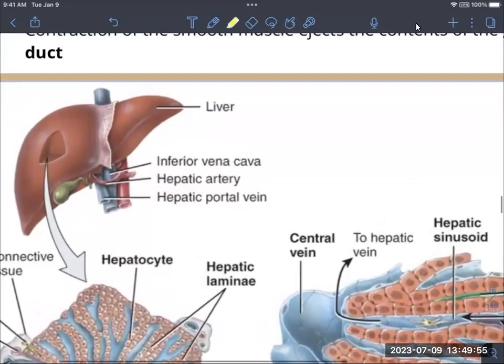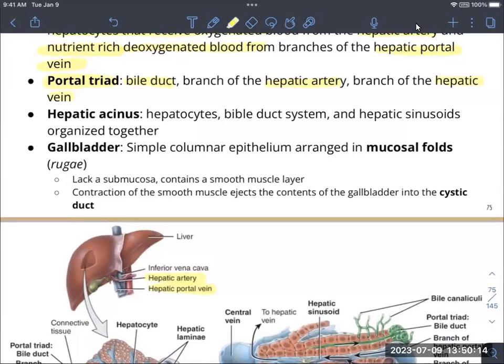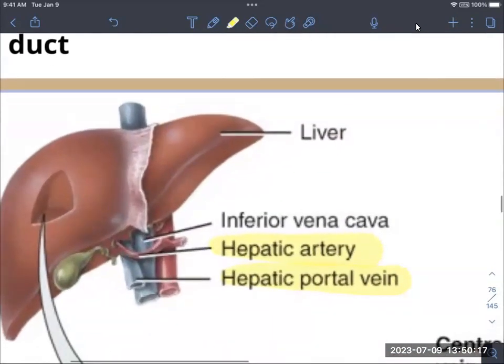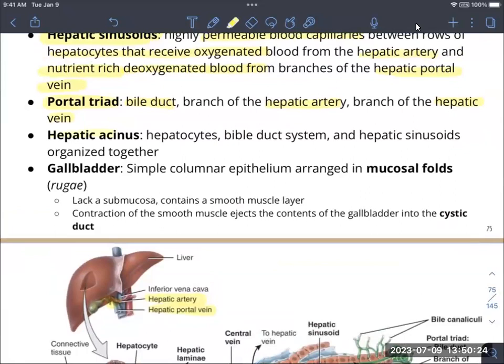So here we can kind of see this portal triad. We have this hepatic portal vein, hepatic artery, and see going through, you see that inferior vena cava. This is all part of that. You can kind of see, not the best, but this bile duct. It's going to be found in green. So the hepatic acinus is those hepatocytes, bile system, and those hepatic sinusoids.